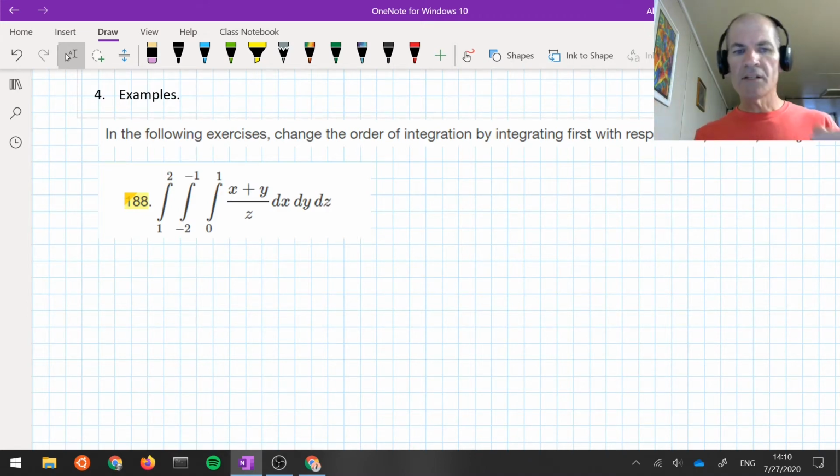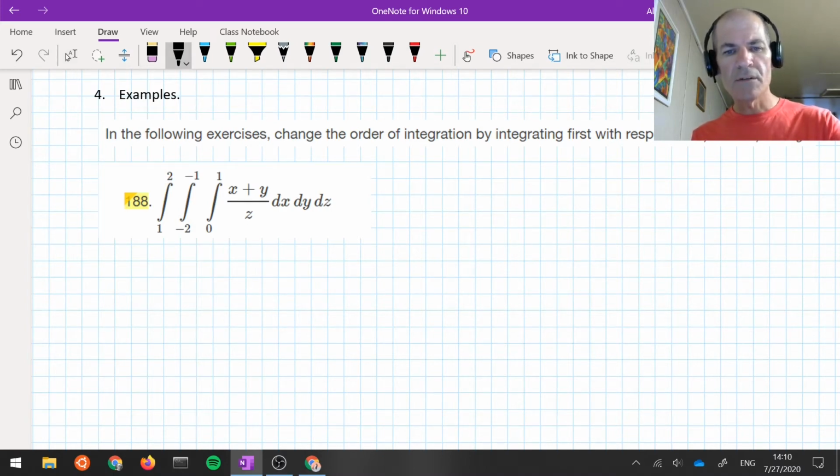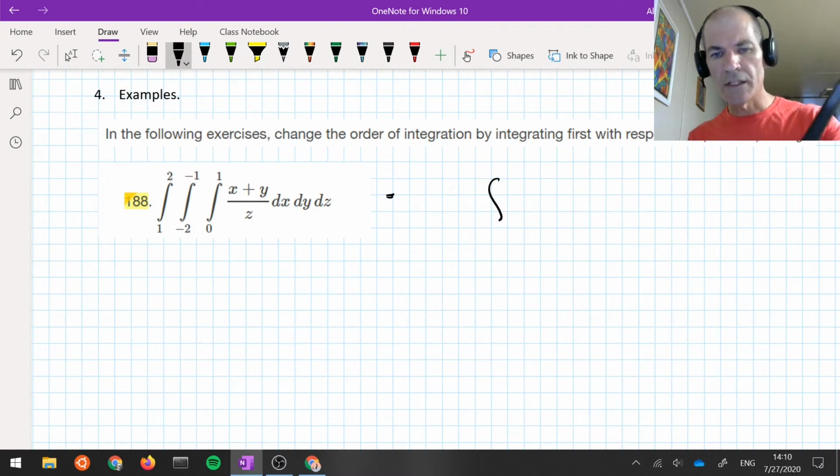So to remind myself of that, I'm going to set up the whole integral. And by Fubini's theorem, we know that it doesn't matter if we change the order of integration, as long as we're careful with the limits of integration.